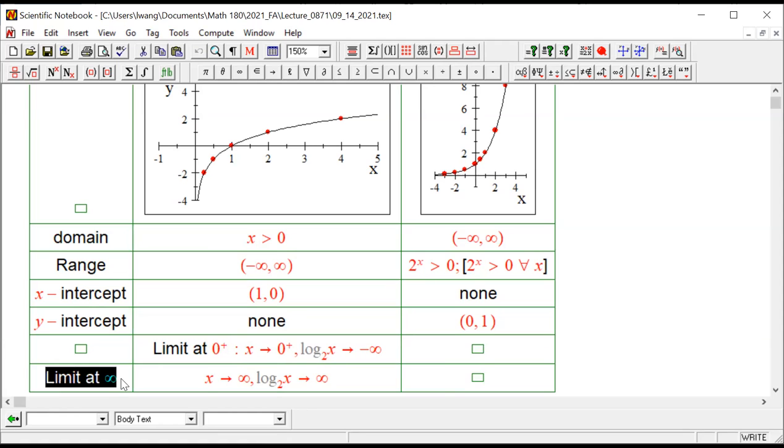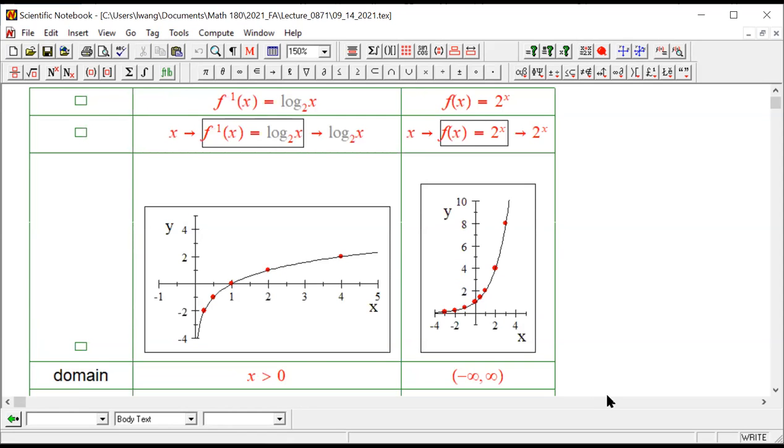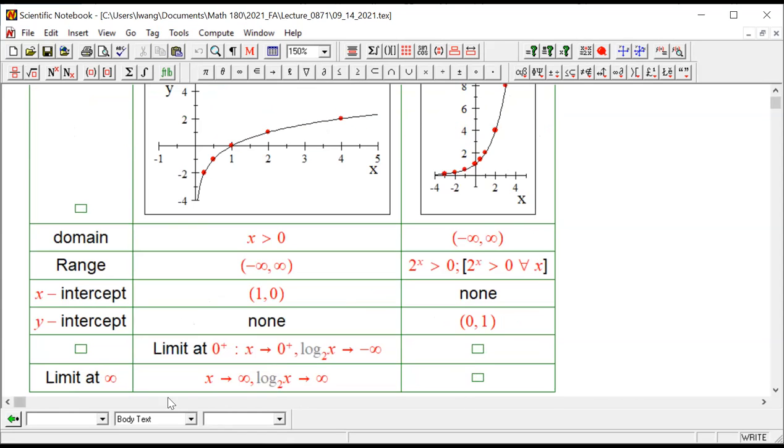Okay. And this one, limit at infinity. For 2 to the power x, the limit at infinity is when x approaches infinity. Okay, this is pretty trivial. This is when x approaches positive infinity, and 2 to the power x approaches positive infinity. That's easy to see, isn't it?